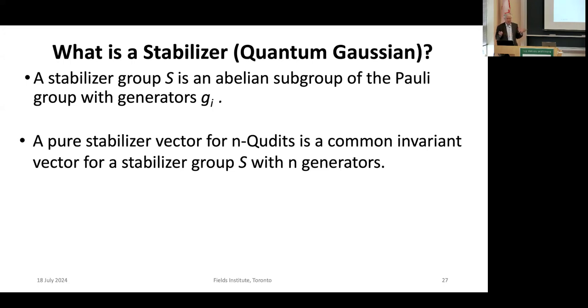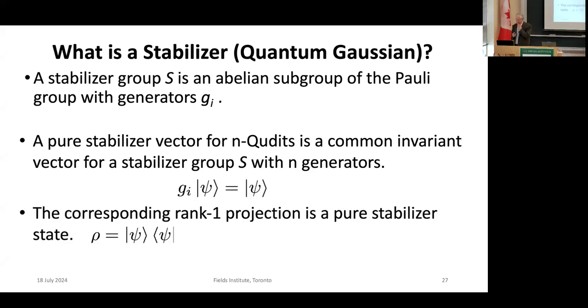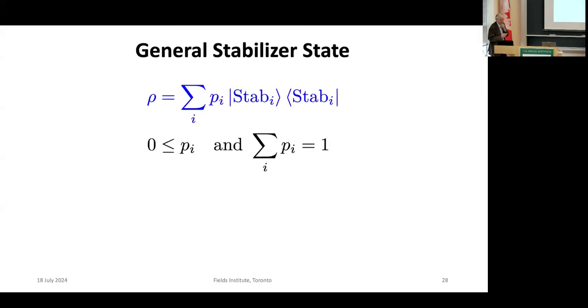Now they commute, so they can be simultaneously diagonalized. And we can normalize it so they all have eigenvalue 1, and there's a vector which is called a pure stabilizer vector, which is the invariant vector under all the generators of the group. And a stabilizer state is just the rank 1 projection onto that vector. And that's a pure stabilizer state, and a general stabilizer state is a convex linear combination of stabilizer states.